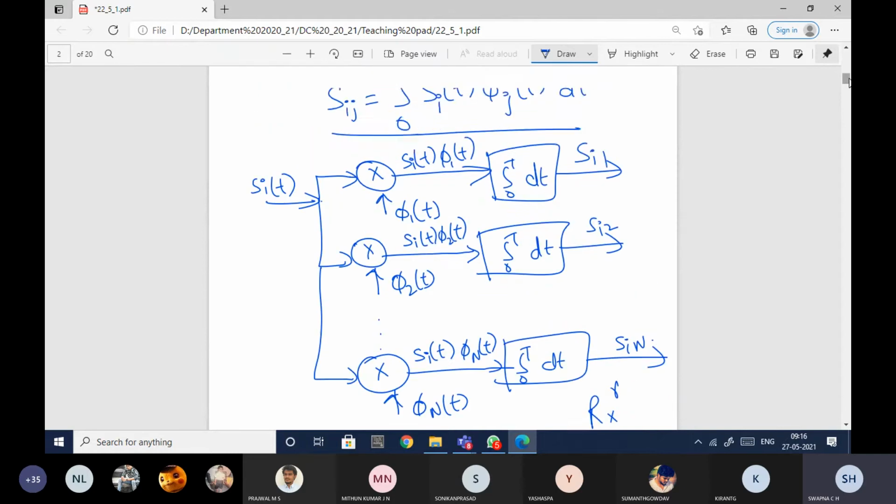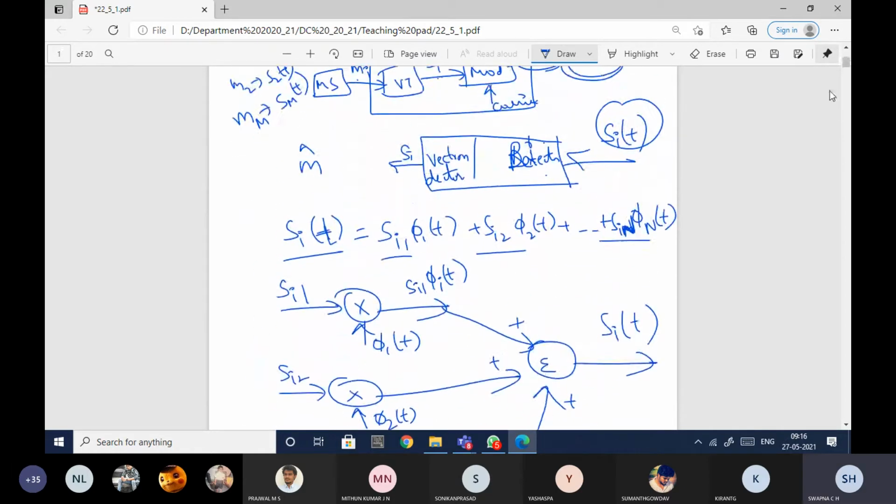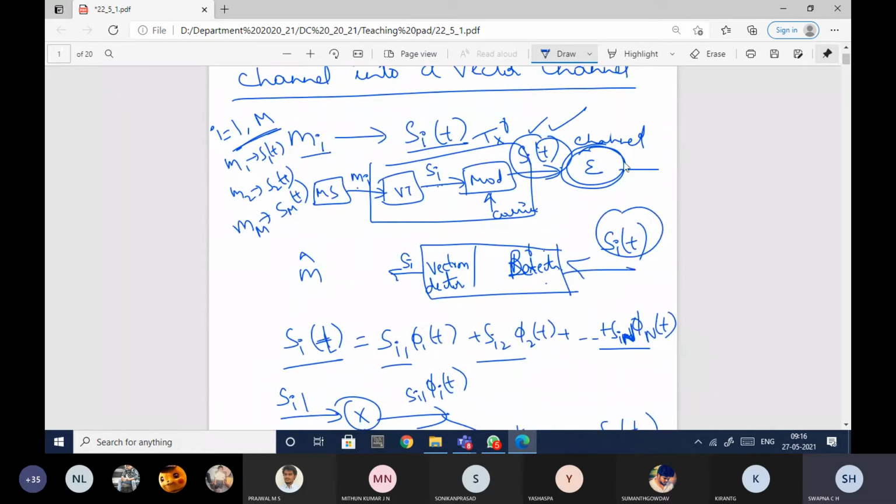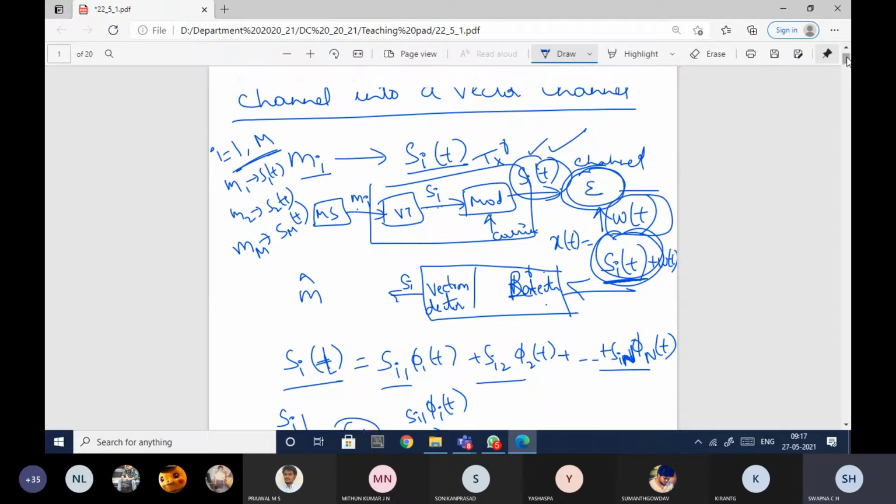But what is happening after Si of t is transmitted through the channel is that it will have some additional noise. Okay, so here I'm just adding white Gaussian noise, additive white Gaussian noise. So whatever I'm receiving here, it is not just Si of t, the W of t will also get added to this. So the overall signal, I'm calling it as X of t. Okay, so this is what is happening ideally. So whatever I'm adding here, it is nothing but additive white Gaussian noise.